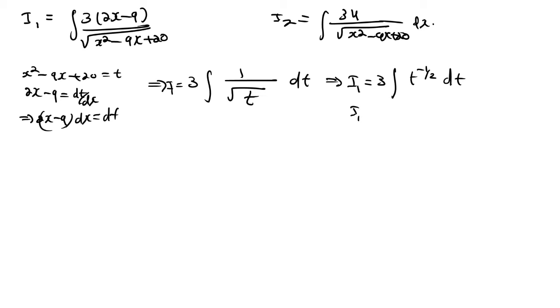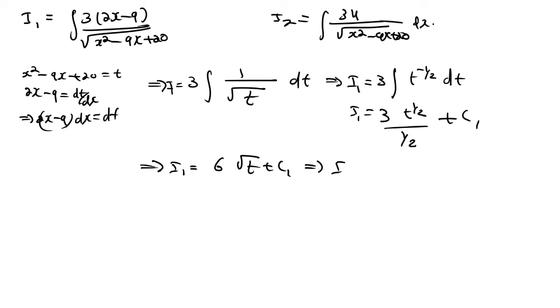So I1 value is equal to 3 into t to the power minus 1 by 2, that is t to the power 1 by 2 divided by 1 by 2, into dt. Plus the integration constant, I am taking it as c1. So this implies I1 value is equal to 2 moves to the numerator, 6 into root t plus c1.